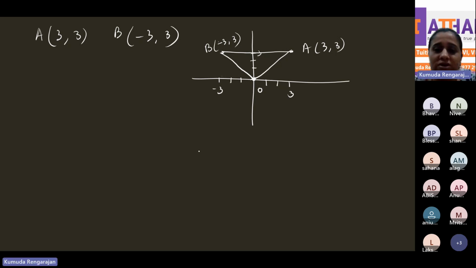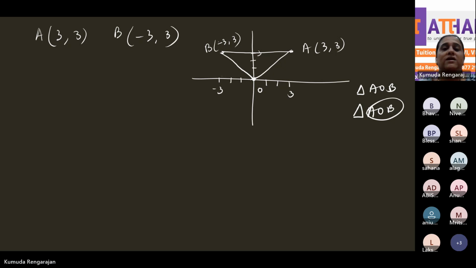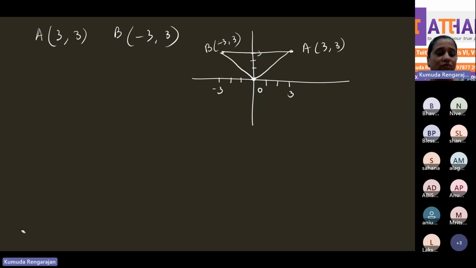Now the figure formed is a triangle, and the name of the triangle is triangle AOB. Normally children get confused. When you're asked to name the triangle, we don't name it like this, triangle AOB. Give a name means give a special name. We know triangles are classified based on angles and sides, right? So you should classify the triangle as isosceles, equilateral, scalene, right-angled, acute, obtuse, whatever. You must use these terms. Naming it AOB is fine, but it does not answer the question. You need to specify the type of triangle it is.